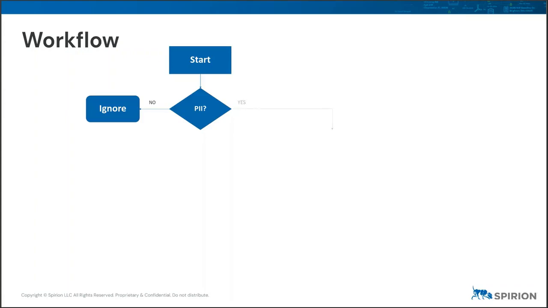If it doesn't, we're going to ignore that. We're not interested in that for this use case. But if there's PII in that file, what kind is it? Is it a social security number?